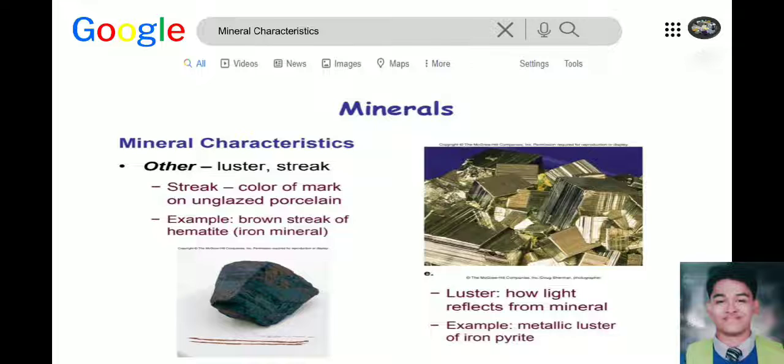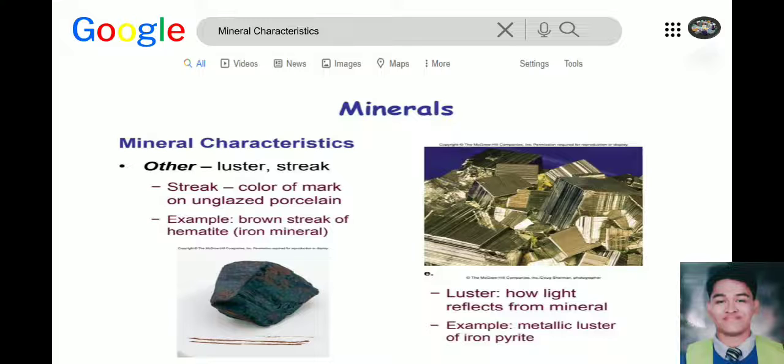For the next slide, we have here the luster and the streak. Luster is how the light reflects from a mineral, or the luster can be defined as the smoothness and transparency of a mineral, while the streak is the color of the mark on unglazed porcelain, or it is the color of a mineral when it becomes powder. The streak can only be seen when the mineral becomes powder or when you scrape it on an unglazed porcelain.